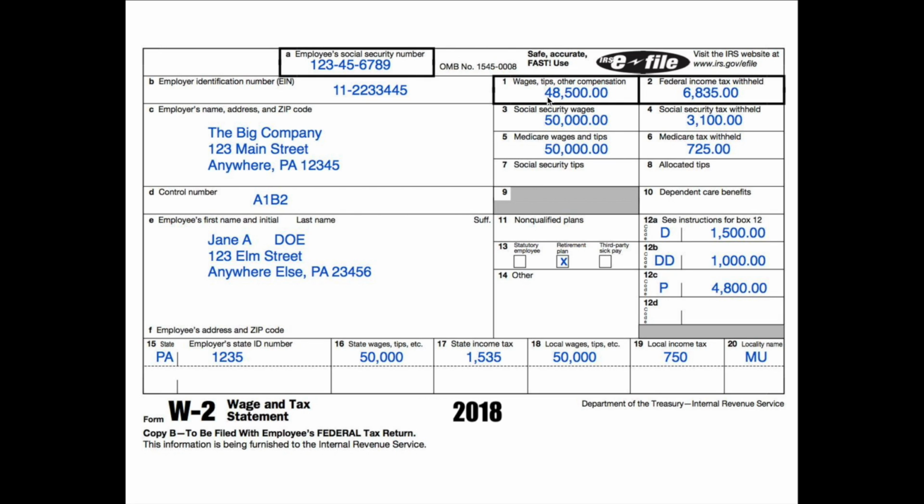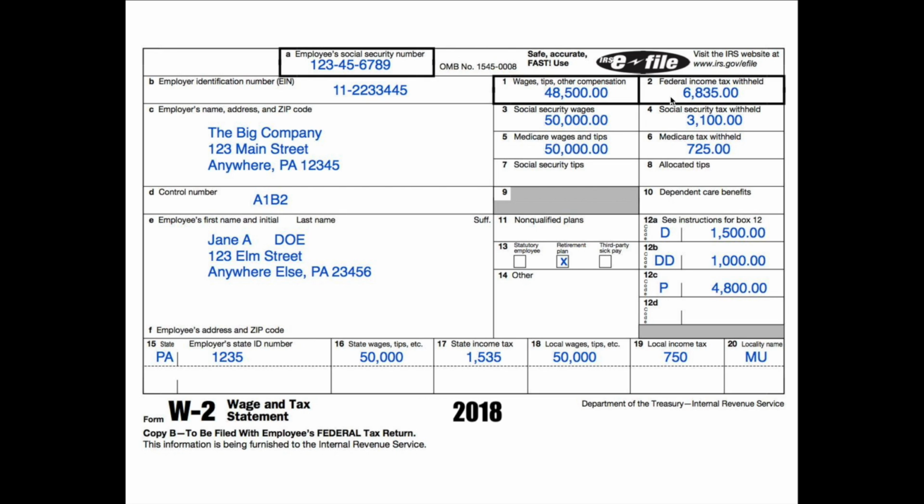You may ask yourself, why does it only show $48,500? Didn't I make more than that this year? Box 1 is not your gross income and thus does not include any pre-tax benefits such as contributions made to your 401k and 403b, health insurance, or dental insurance.